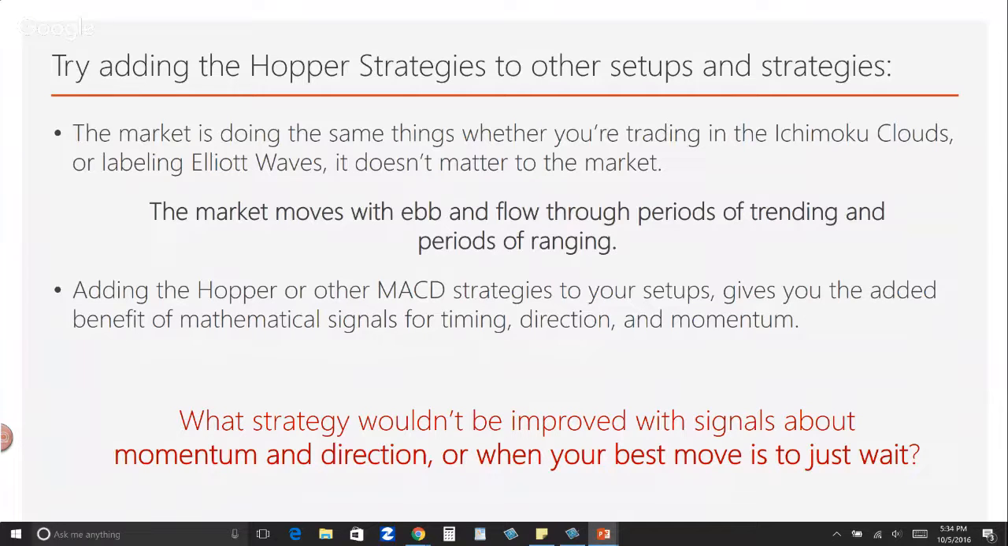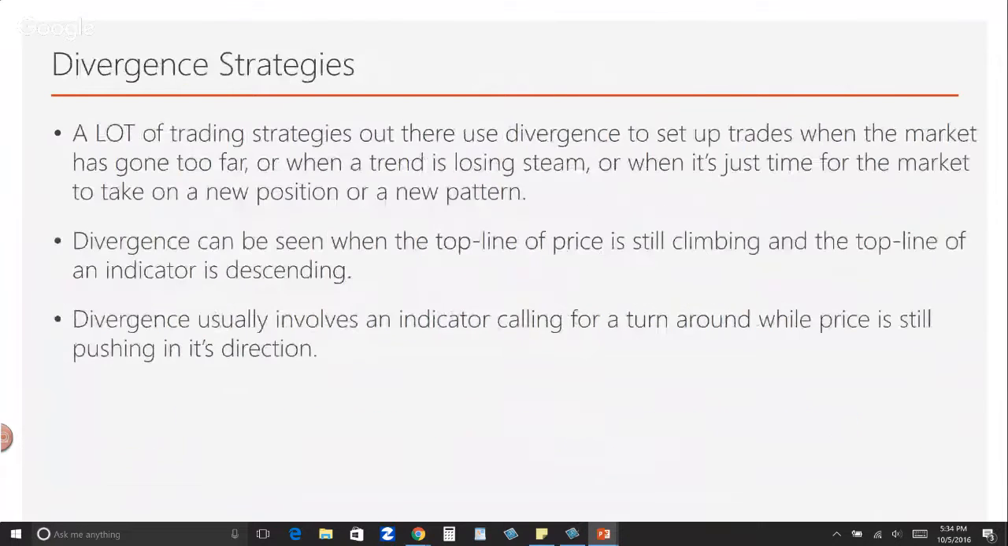The market moves with ebb and flow through periods of trending and periods of ranging. Adding the hopper or other MACD strategies to your setups gives you the added benefit of mathematical signals for timing, direction, and momentum, and even those times when you need the passage of time before the market's ready to do anything. So what strategy wouldn't be improved with signals about momentum and direction, and when your best move is to just wait it out?